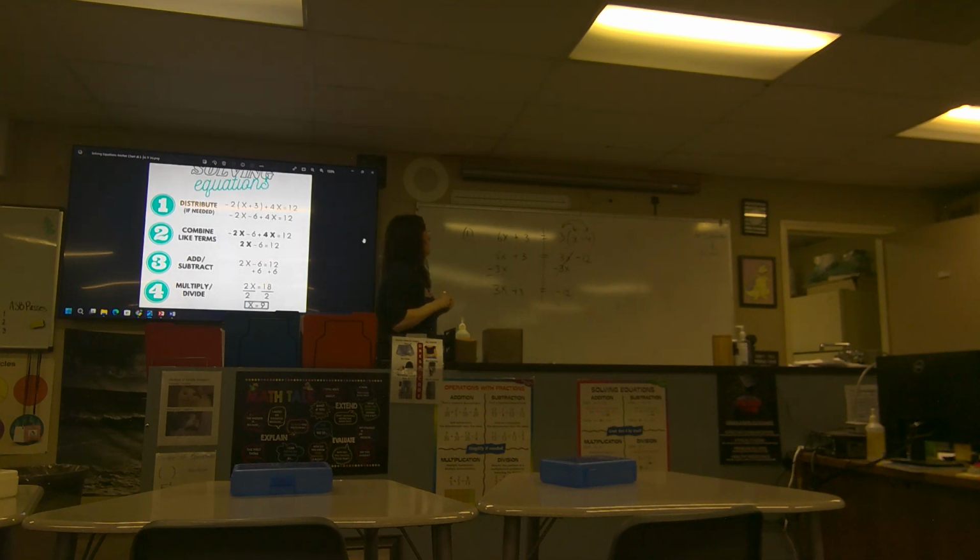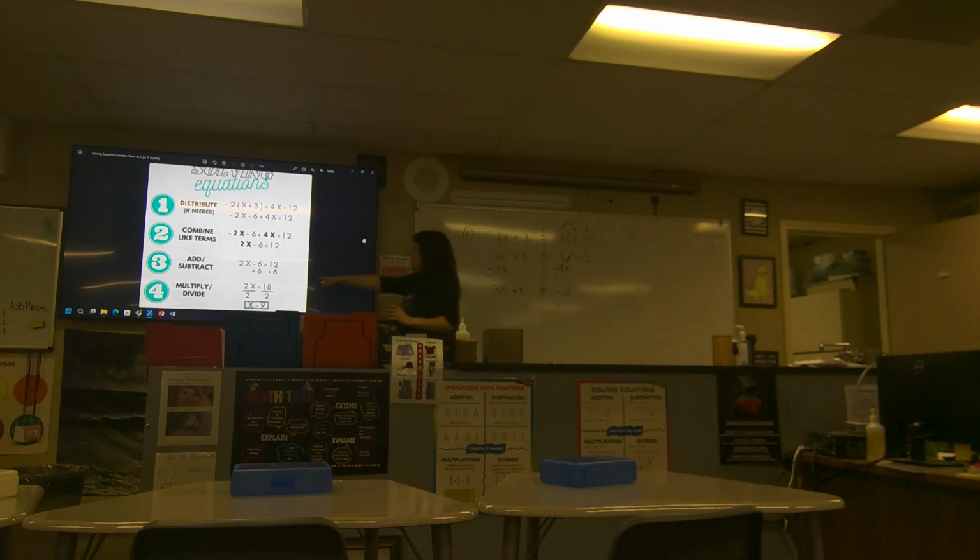So what have we done so far? We've distributed to get rid of the parentheses, right? We didn't have any like terms to combine. But then we made it so all of our variables are only on one side of the equation, right? So now we have 3x plus 3 equals negative 12. So we're getting close, right? We're getting close to solving for x. What do we do now? Are we ready to solve for x? Yes, we are. And how do we do that?